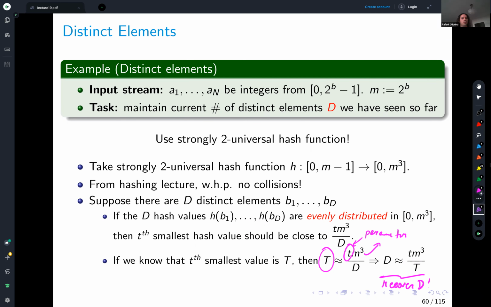Does that make sense? So that's the idea, right? But of course, we have a lot of assumptions here that we need to make formal. So this is just the intuition behind the distinct elements, yeah? So how do we make this formal?